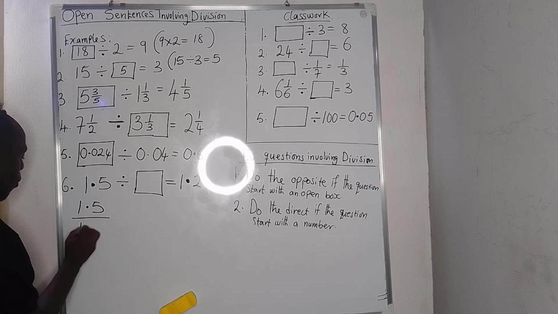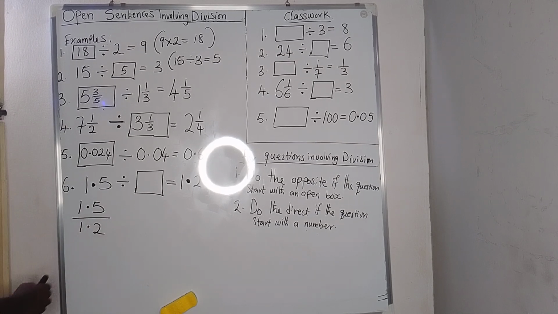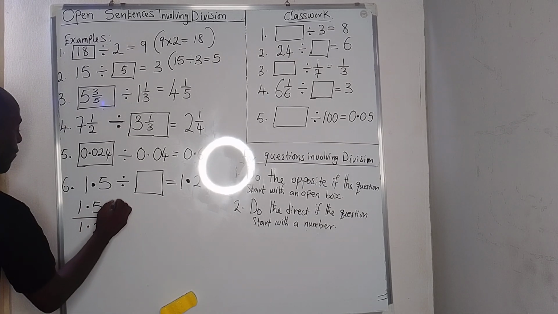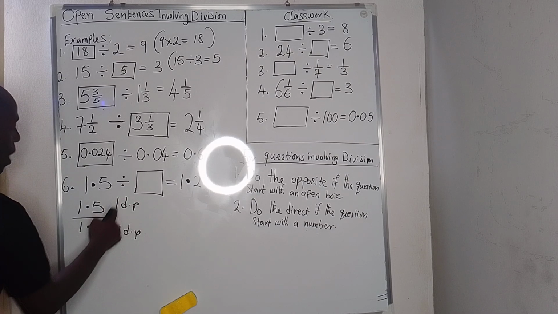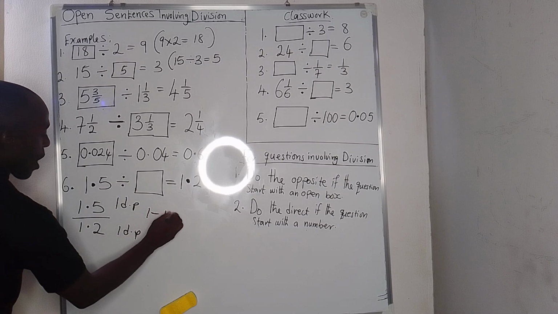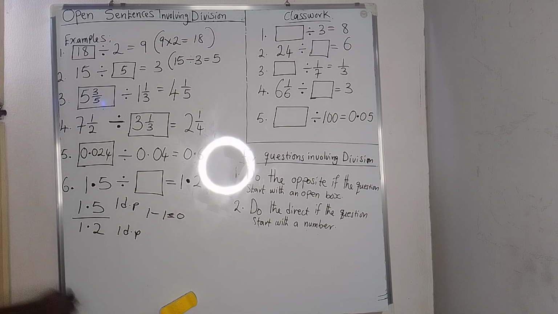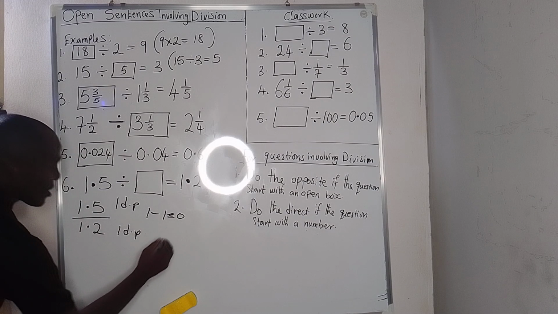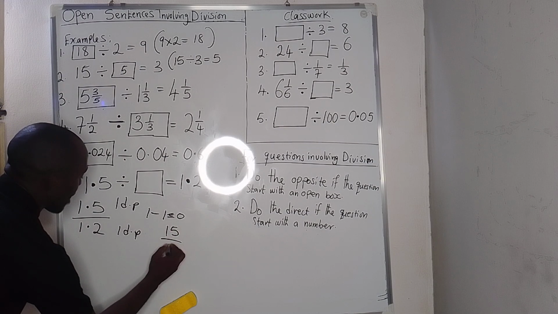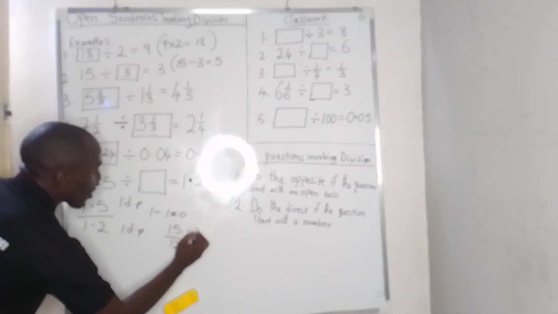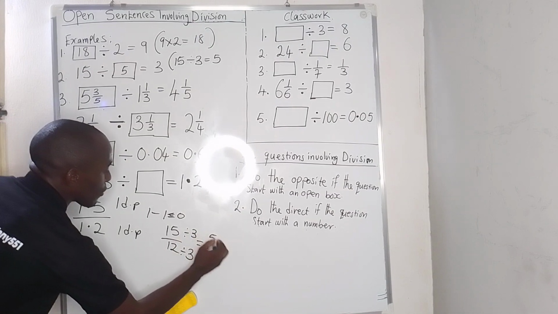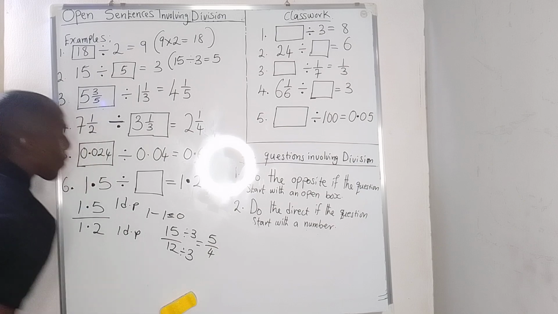1.5 divided by 1.2, meaning that this one has one decimal place, and this one has one decimal place. 1 and 1 are the same thing, so 1 take away 1 is equal to 0. So after dividing, we are not moving backward, we are moving forward. So we can remove the decimal point. It will become 15 divided by 12. What to divide here? 3. It will give us 5/4.